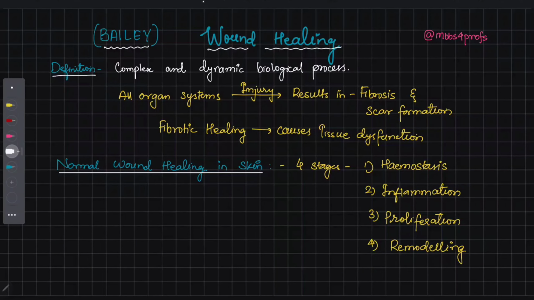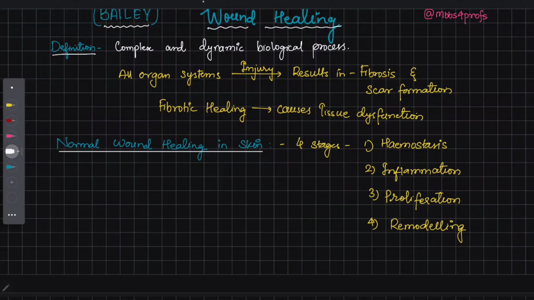We will be studying today about wound healing. We will cover this topic from Bailey and Love of surgery. Definition: wound healing is a complex and dynamic biological process. All organ systems, following injury, result in fibrosis and scar formation. Fibrotic healing of the tissue causes tissue dysfunction.